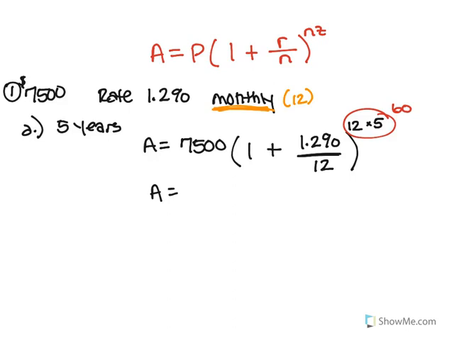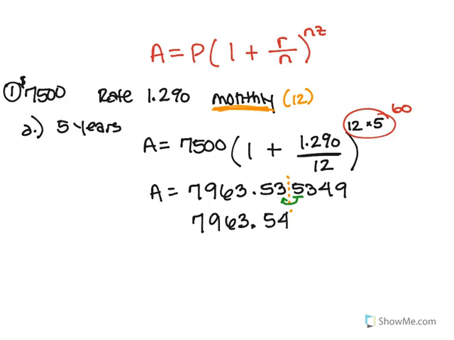When we type all that in, did y'all get 7,963.535349, yep. And we're going to do 2 decimals, meaning you got to look at the third one to tell you what to do. We're going to go to 5-4, good. So we got $7,963.54. So that's after 5 years.